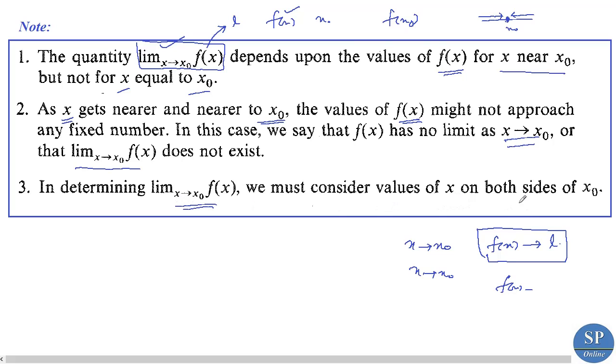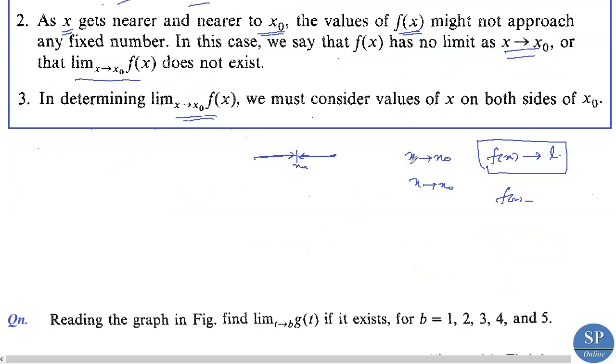Next, in determining the limit as x tends to x naught of f of x, we must consider the values of x on both sides of x naught. We already discussed that. We have to consider both sides of the point x naught. Now we can do a problem.